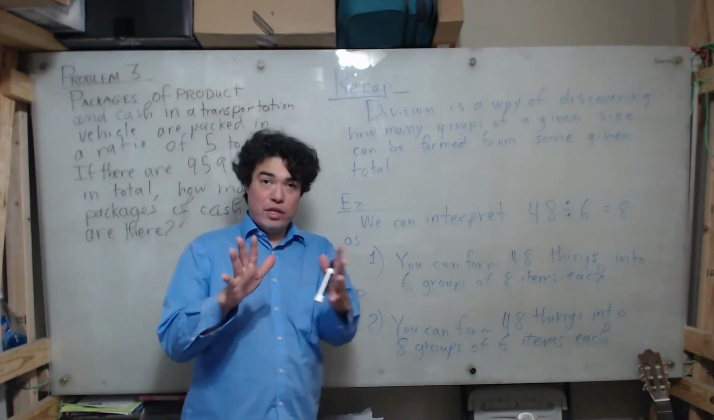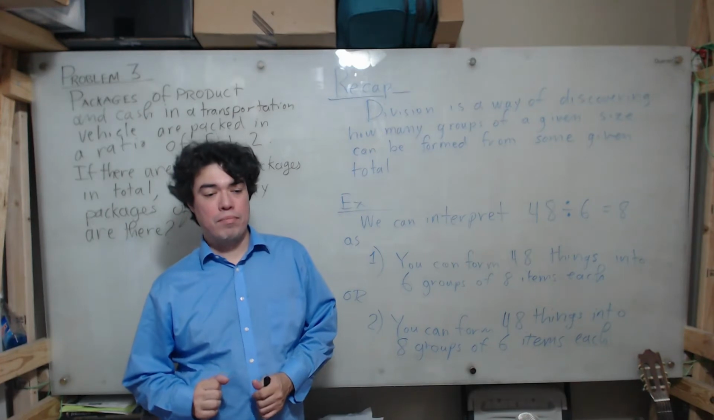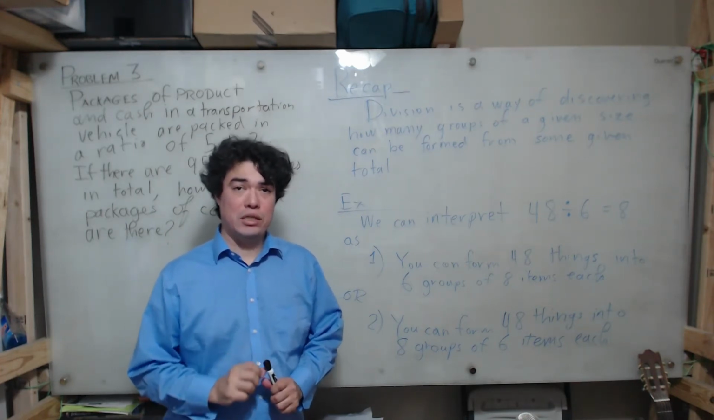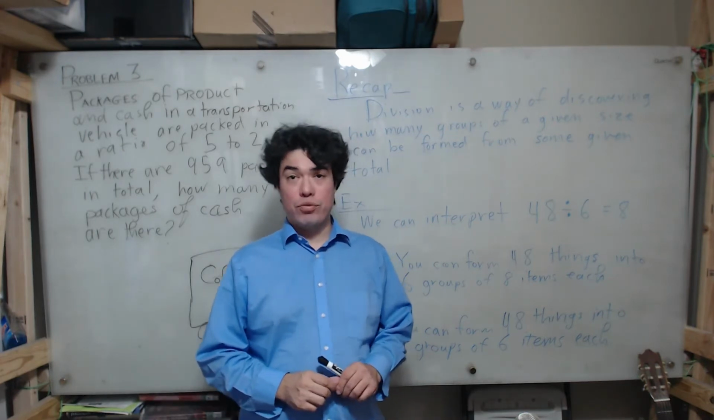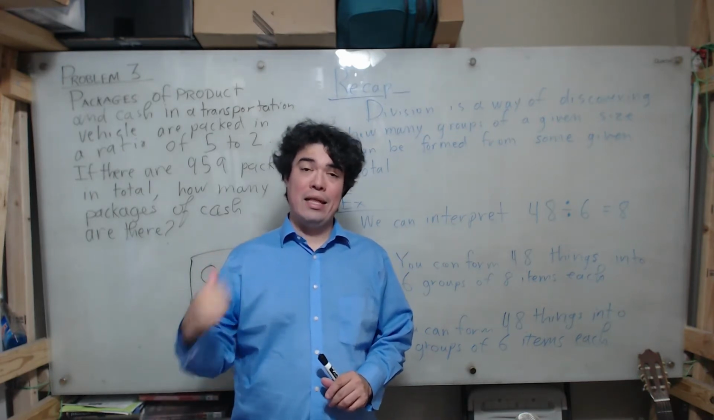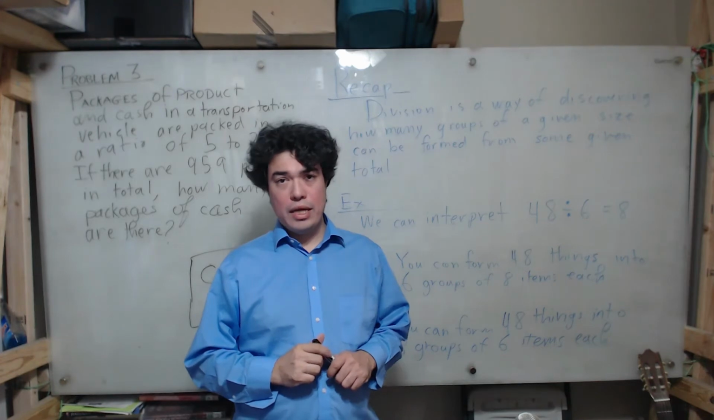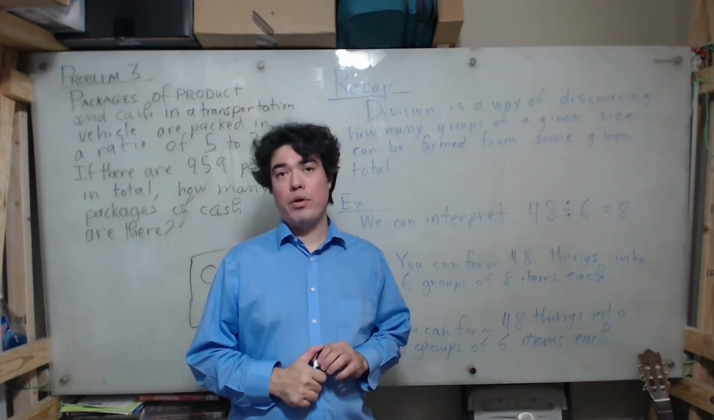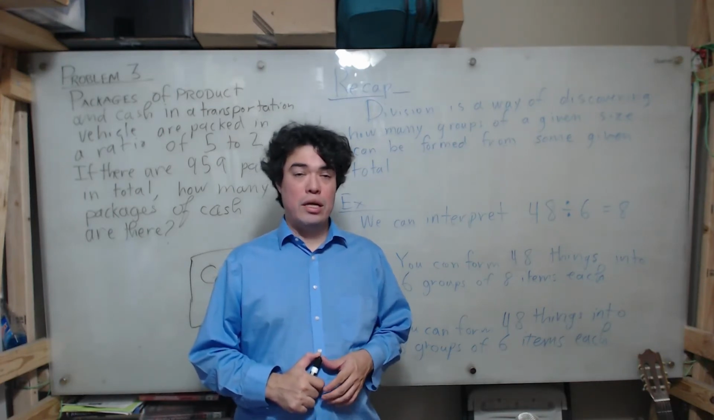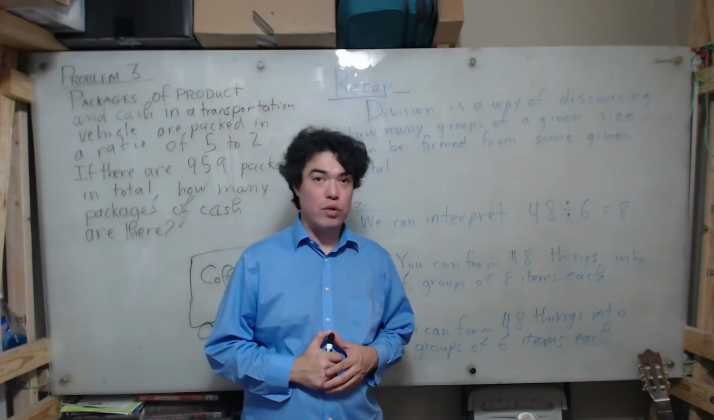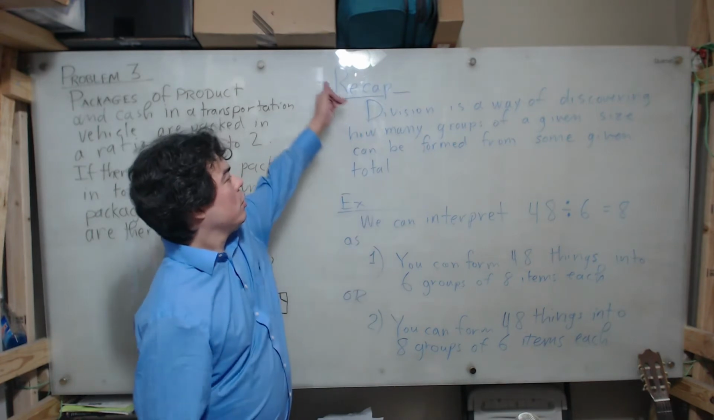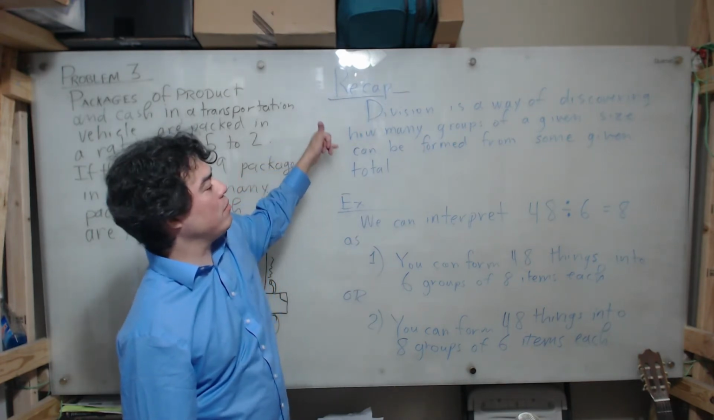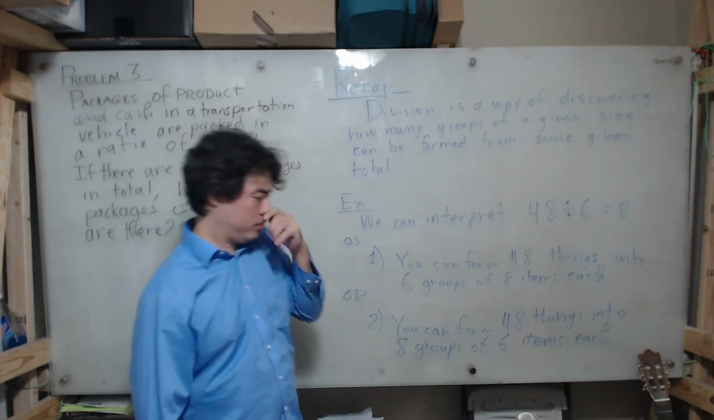Now, before we solve this problem, we're going to recap a little bit what division means, because this is going to play an essential role in this kind of problem. And this kind of problem is a very common ratio type problem, so it's important that we know how to solve it properly. In order to do so, we're going to recap division really quickly. What does division mean? Division is a way of discovering how many groups of a given size can be formed from some given total.